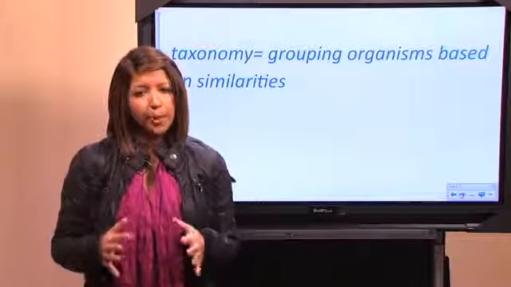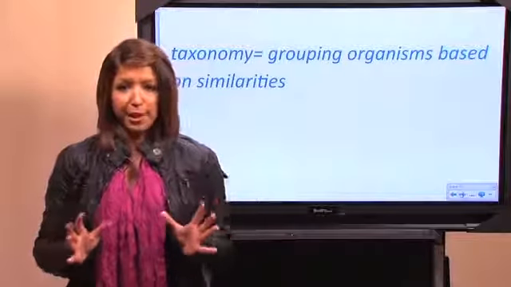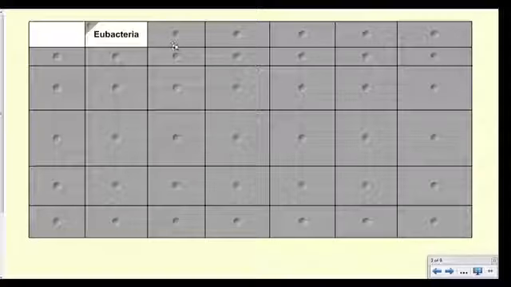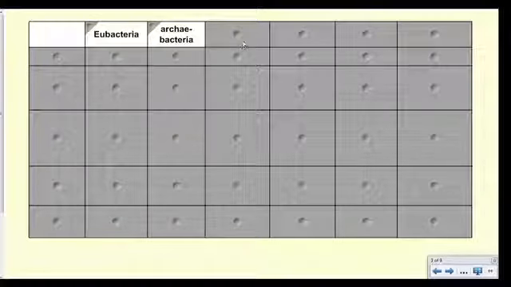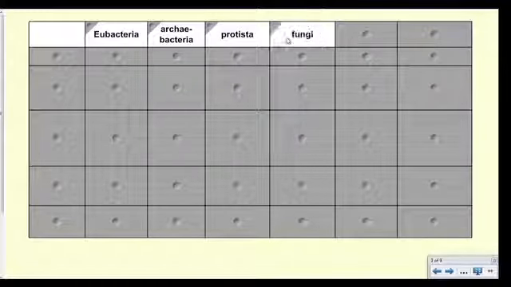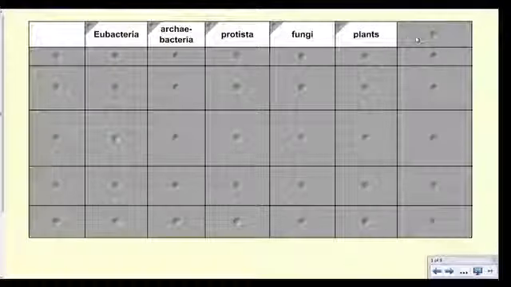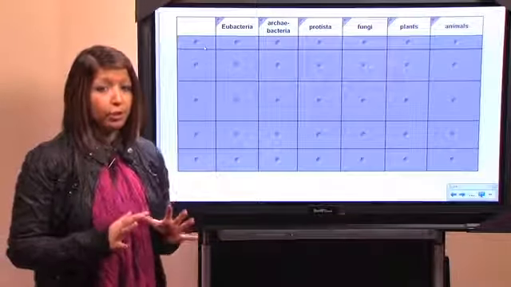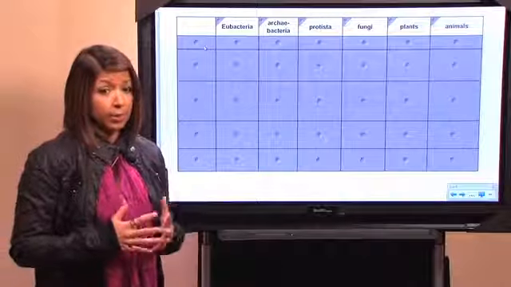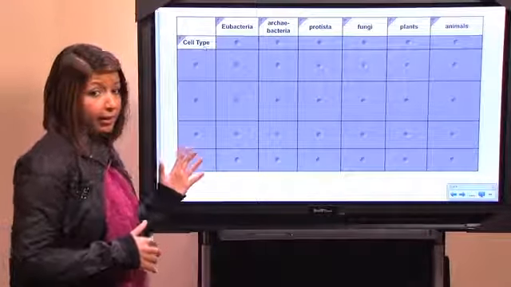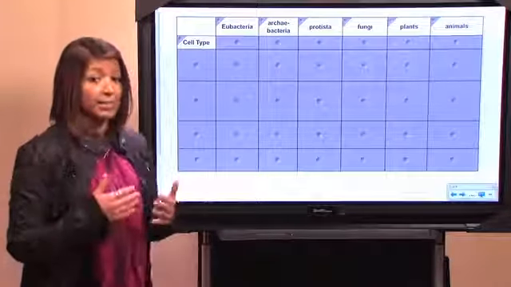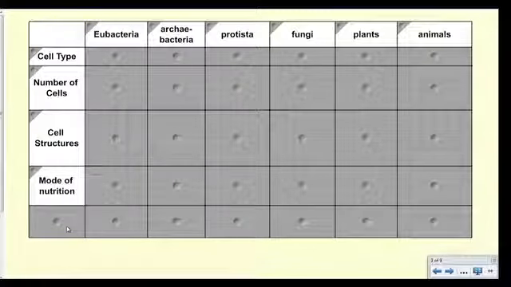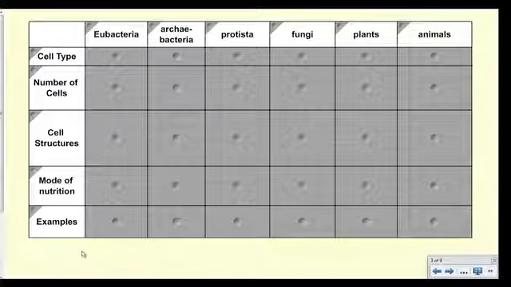I think the best way to compare these kingdoms is to make one huge beast of a table, so let's do it. The 6 kingdoms are eubacteria, archaebacteria, protists, fungi, plants, and animals. So make that go across the top. And let's compare 4 different characteristics of these guys and give an example. So down the side, let's compare the cell type, the cell structures, the number of cells, and mode of nutrition. The last row is for examples.